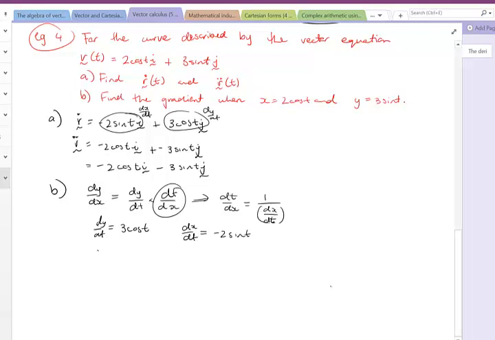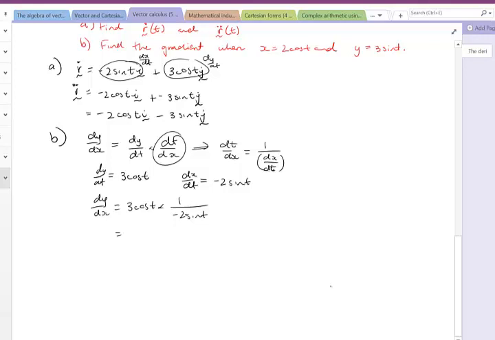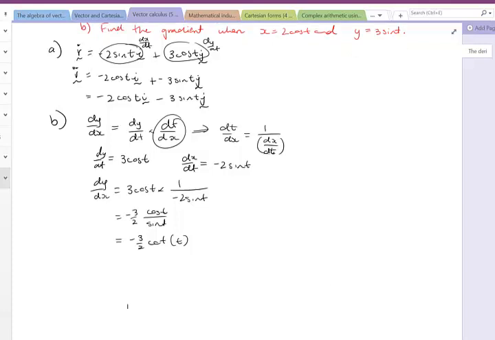So that means when we're trying to find dy dx, then we can say it's 3 cos t multiplied by 1 on negative 2 sine t. So that leaves us with negative 3 on 2 cos t on sine t. Now cos on sine is cot, so negative 3 on 2 cot t. Okay, that'll be our derivative, or our gradient, when x is equal to 2 cos t and y is equal to 3 sine t. Okay, that concludes our lesson on the derivative of vectors.